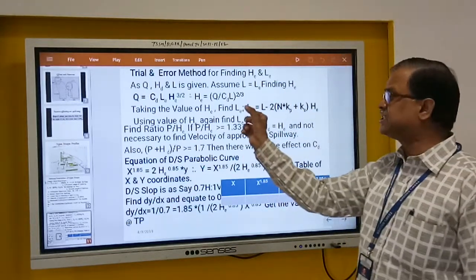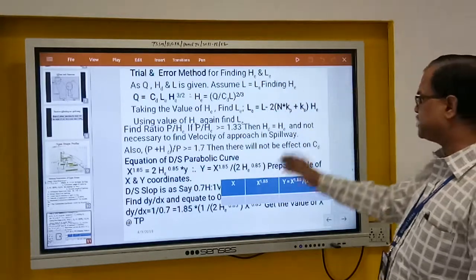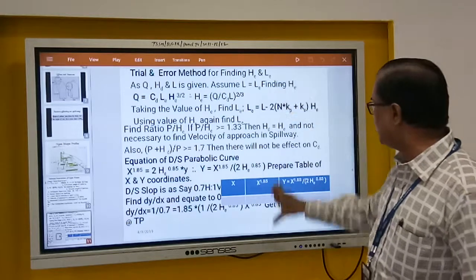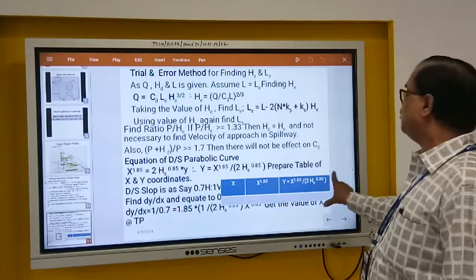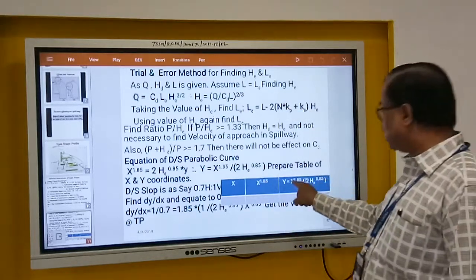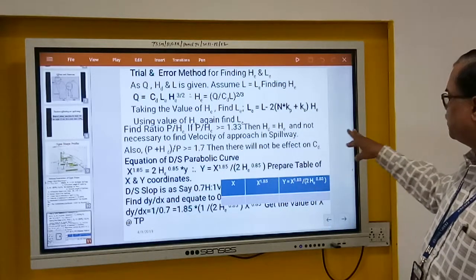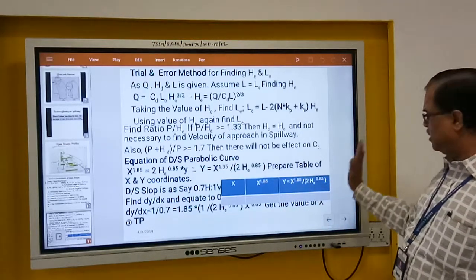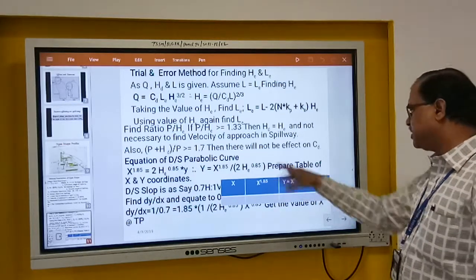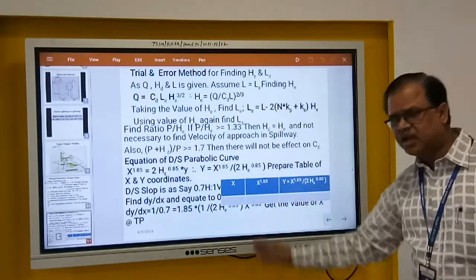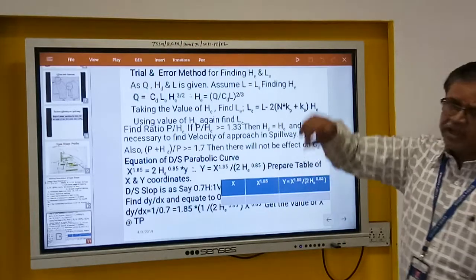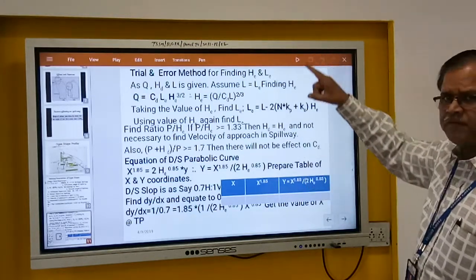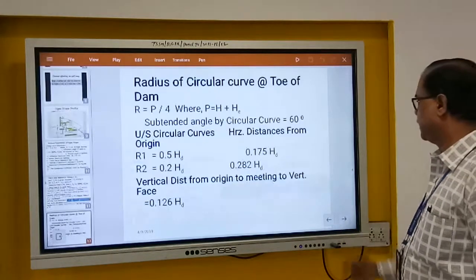we have to take the distance x. X we can consider 1 meter, half meter, 1.5 meter, and like that. And then we have to find y equal to some function. So this will be y equal to x to the 1.85 divided by 2 HD raised to the power 0.85. This will be the equation. We just fill in the values, and we will get the values of y at various points obtained from this table. We will draw a fine parabolic curve.